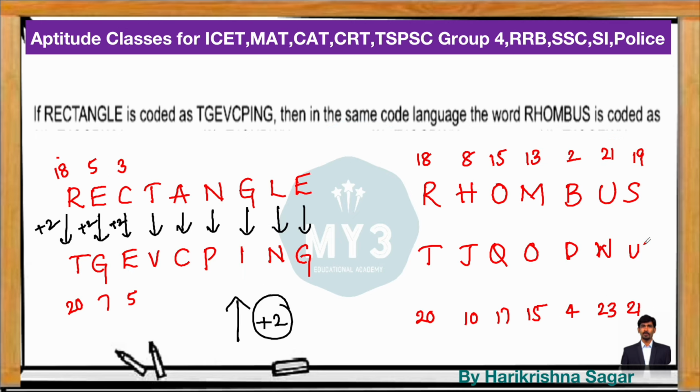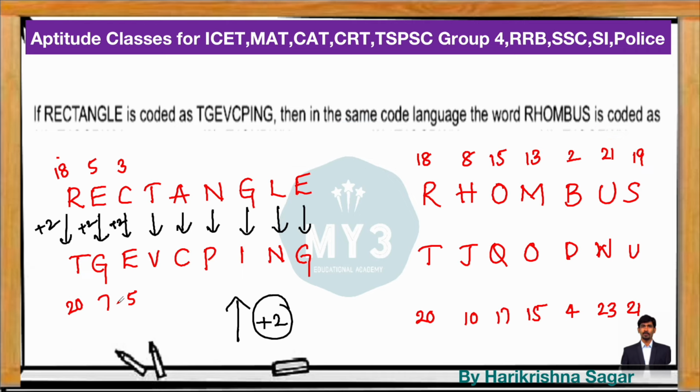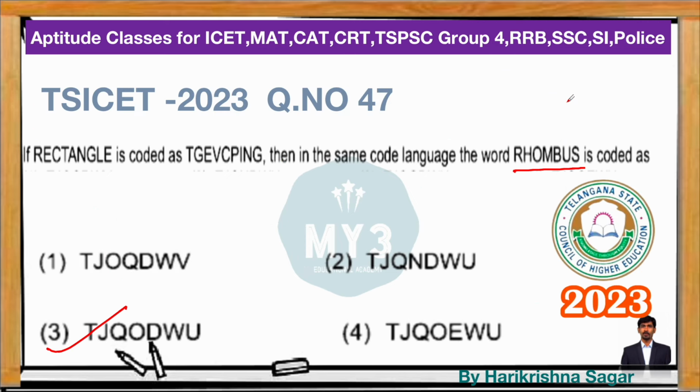You have to check the answer which is matching with this: T, J, Q, O, D, W, U. So this is the answer which is matching. You can mark it as the answer choice. So this is the actual approach of solving. What you need to do in all coding questions is, we will have one reference. You have to understand the logic in this reference and apply the same logic to get the answer. And as well, you can use the common sense approach in solving the question.